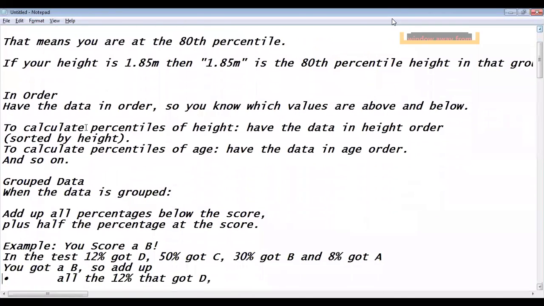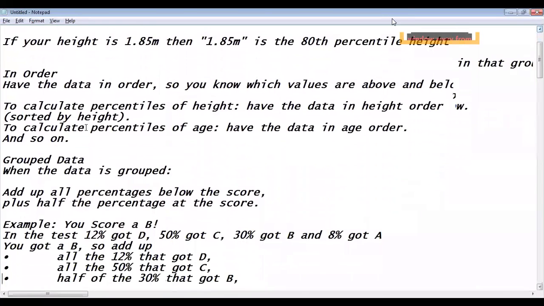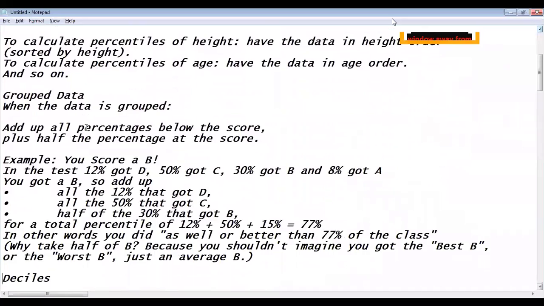To find the percentile where you stand, add up all the percentages below your score and half of the percentage of your score. For example, you can see there 12% and 50% are below you and you are in the 30%. So add 12 plus 50 plus half of 30%, that is 15%. So it means you are better than 77% of the students.